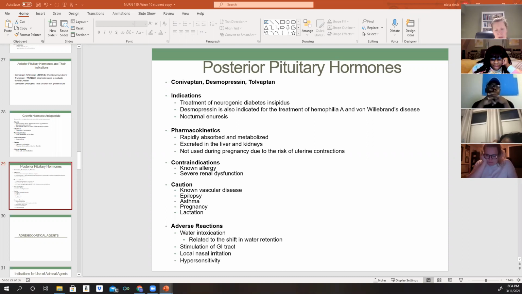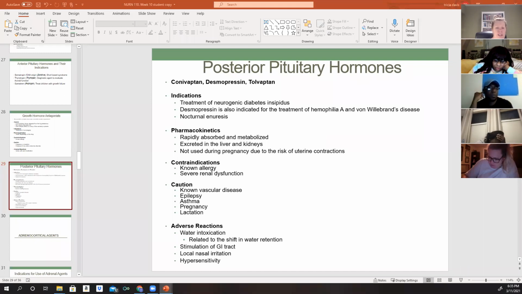Contraindications: we would not want to use it if they have a known allergy. And then also we would not want to use it in patients that have severe renal dysfunction. So this is a little bit harder on the kidneys than it is on the liver. You want to use it cautiously if any known vascular disease because of the effect that it has on the smooth muscle. In patients that suffer from epilepsy and asthma, this medication can exacerbate their condition. So you want to use cautiously with those individuals. And then we also want to be careful if they're pregnant or they're lactating, use cautiously.